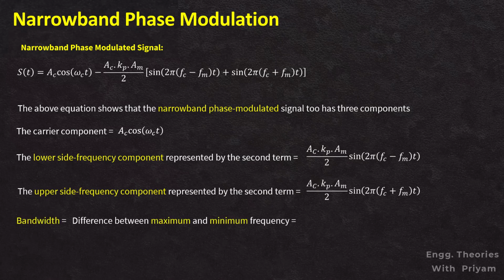The bandwidth of this narrowband phase modulated signal is the difference between the maximum frequency fc plus fm and the minimum frequency fc minus fm, which will result in 2fm. So just like amplitude modulation, the narrowband phase modulated signal also has a bandwidth of 2fm.